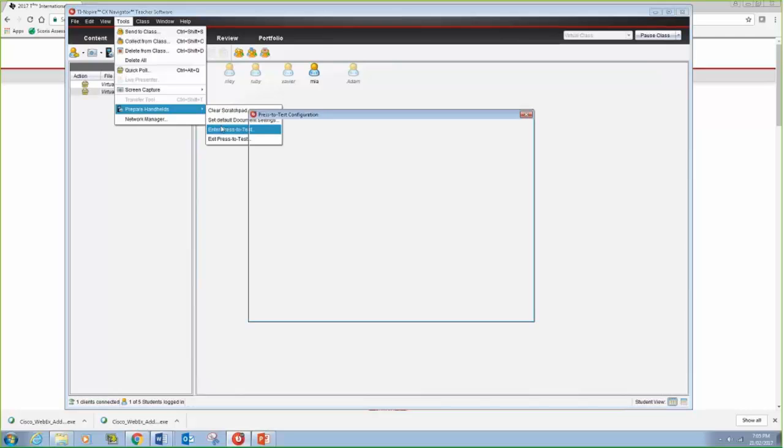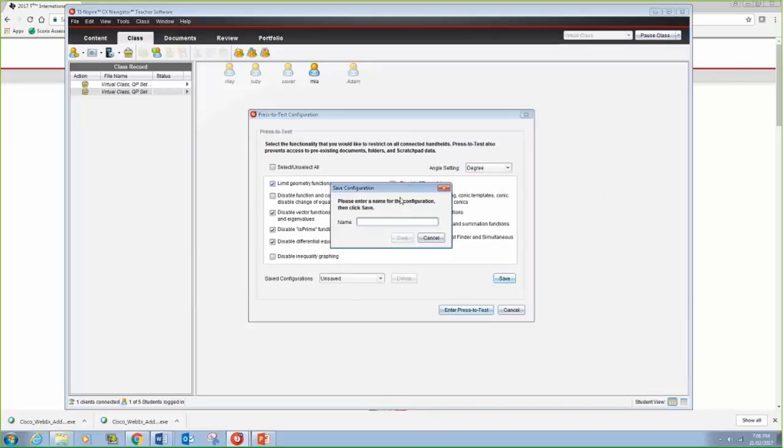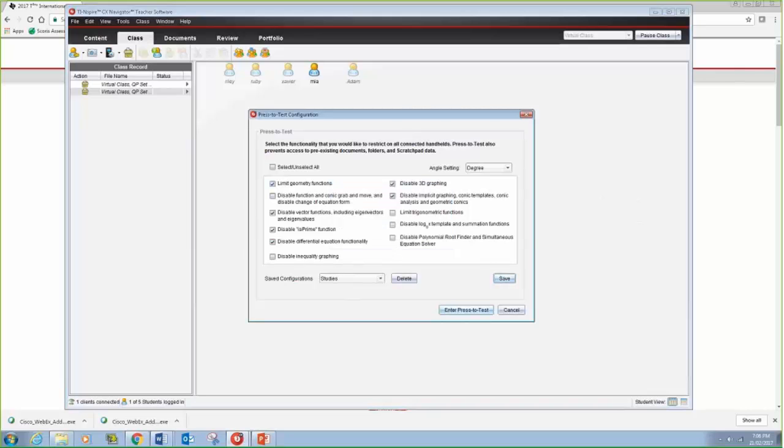If I go to enter Press2Test, this screen appears. I have it already pre-done, saying that I unticked all the things which need to be unticked for Press2Test mode, and we know students usually have big difficulty remembering which ones to do. I saved it as IB exams, and that's in radians. We might change to degrees, and then we might save that as, let's say, studies, because studies should always be in degrees. So then you have options when you want to put all the students' calculators into Press2Test before a test or exams, and you can easily do it.